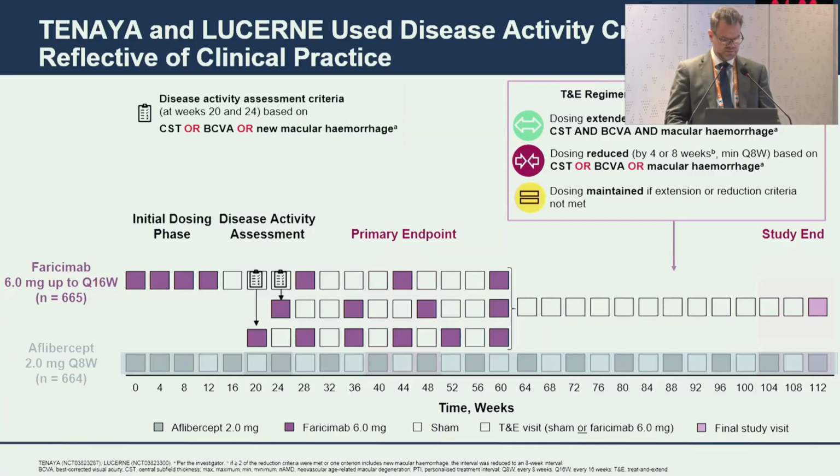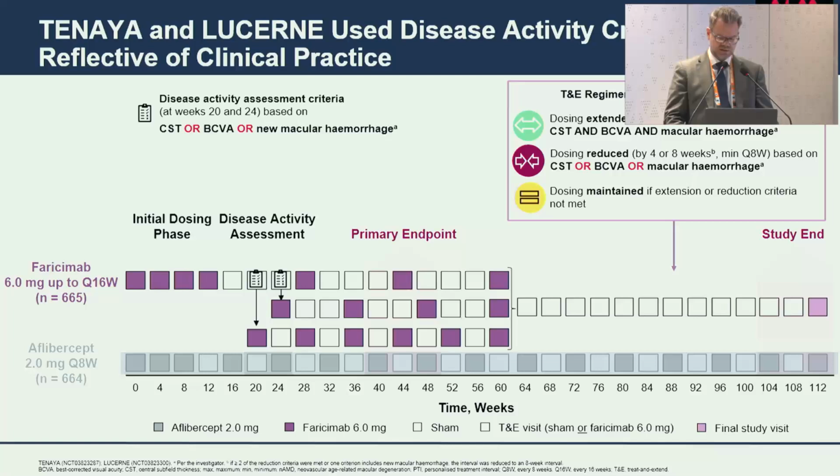In the faricimab treatment arm, there were 4 loading doses on a monthly basis, and then between weeks 20 to 24, there was a disease activity assessment, which was based on the criteria of CST, BCVA, and new macular hemorrhages, where the patients were then further randomized into Q8, Q12, and Q16 weekly injections, up until 60 weeks, when all patients were then changed into a treat and extend regimen.